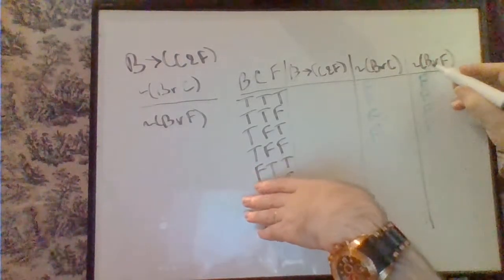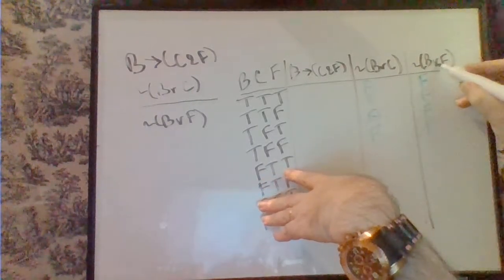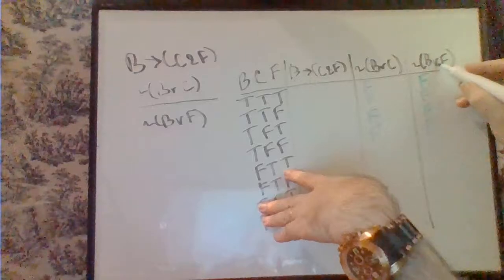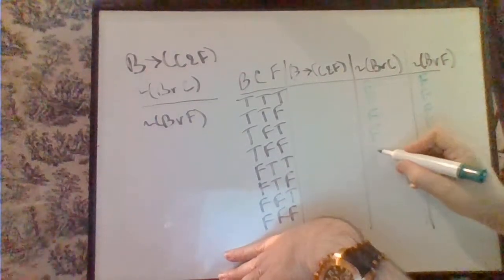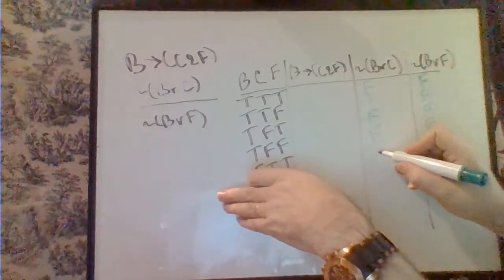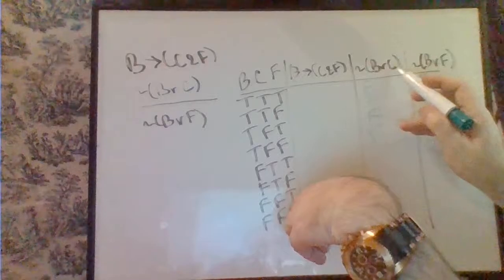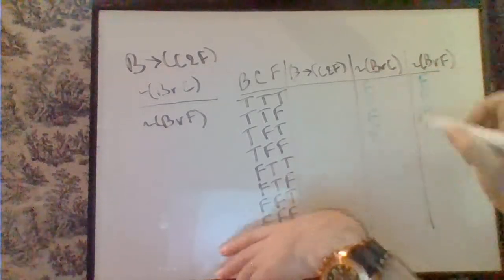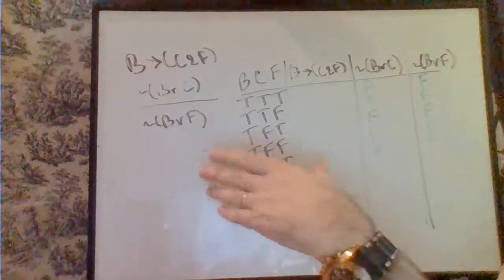Line 5. B is false, F is true. False, true with the wedge is true. Negate that, it becomes false. We look at line 5 here. B is false, C is true. False, true with the wedge is true. Negate that, it becomes false. So line 5 is good. Looks like we might have a valid argument here.